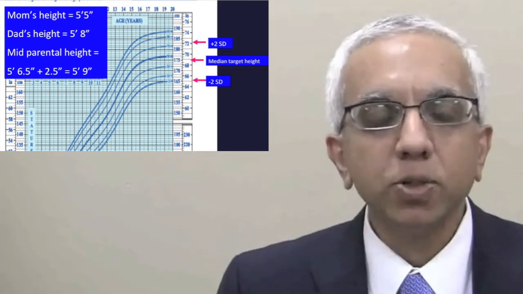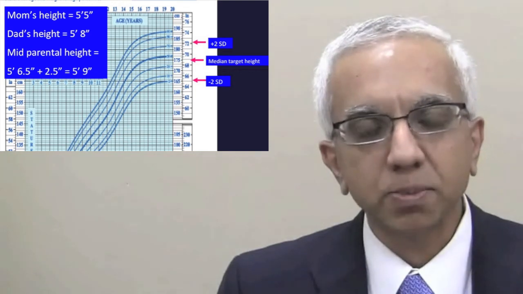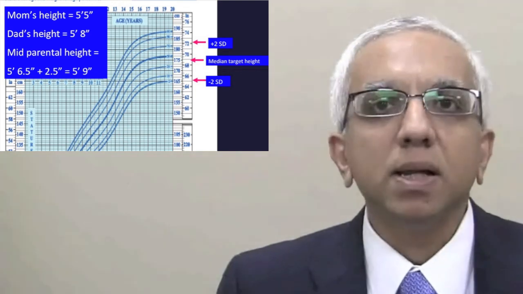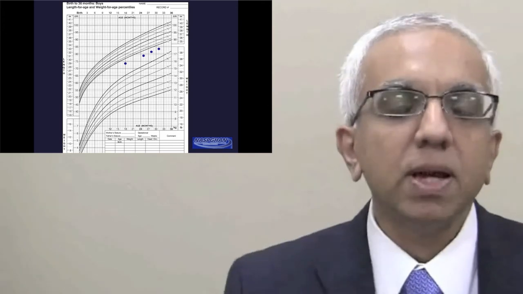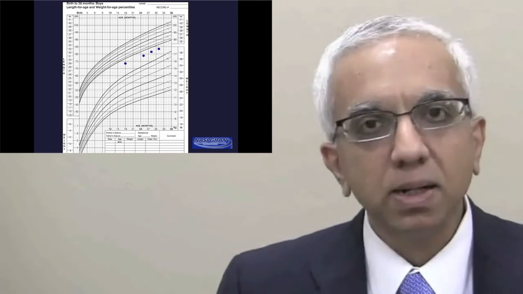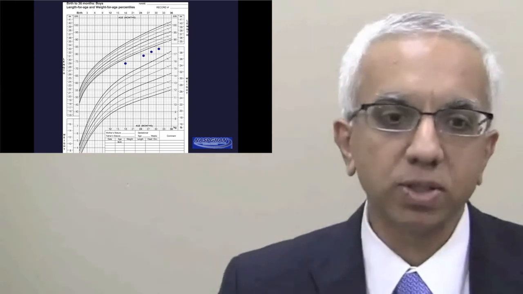To this, you can then add and subtract 8.5 centimeters, and this gives you the 2 standard deviations on either side. Now this boy should grow at least to between the 5th and the 10th percentile in height. Now looking at him, he is presented to your office with failure to thrive, and looking at his height, he clearly will not meet his target height, and therefore his height is of concern.